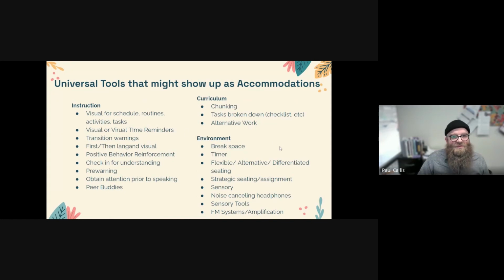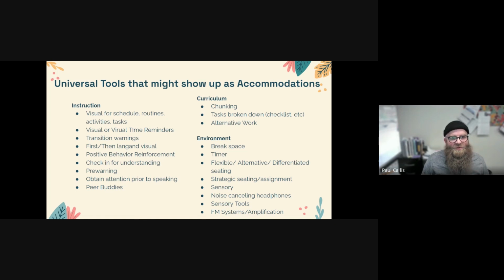Some universal tools, these are things that can be accessible to everyone, but might also show up as accommodations on an IEP. And I'm just going to go through these really quickly. Just for instruction, like visual schedules, routines, activities, and tasks. For a lot of students, it's really helpful for them to be able to see and pinpoint when a transition is going to be, how long they're going to be doing something, what to expect that's coming up, when things end, and it can provide some security for them.